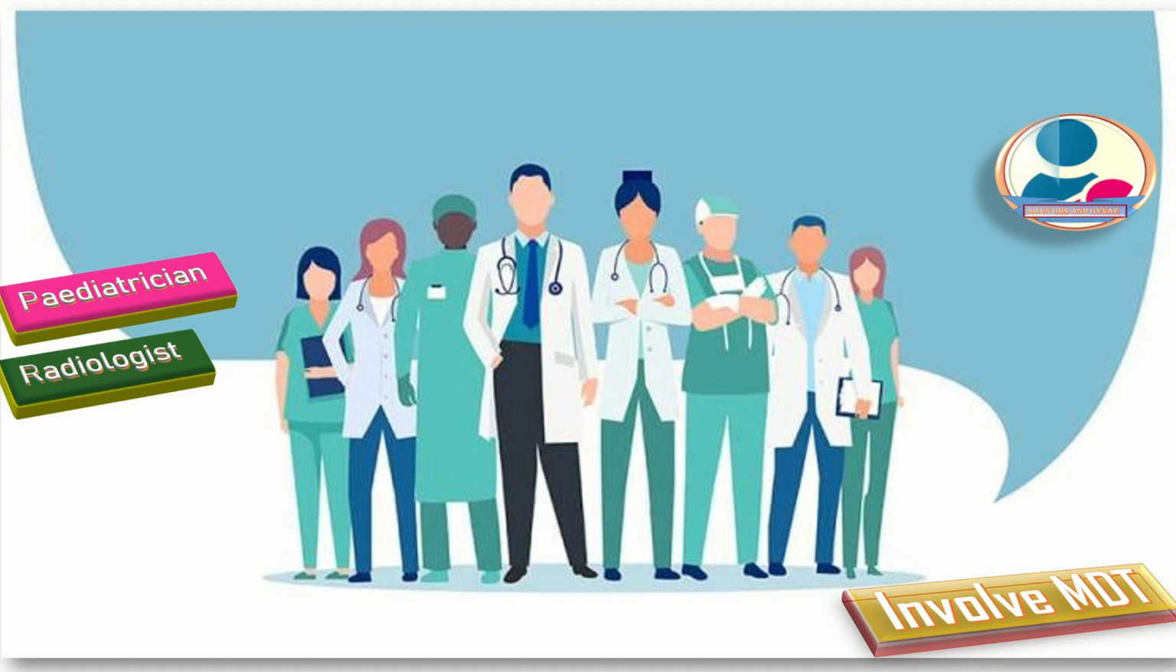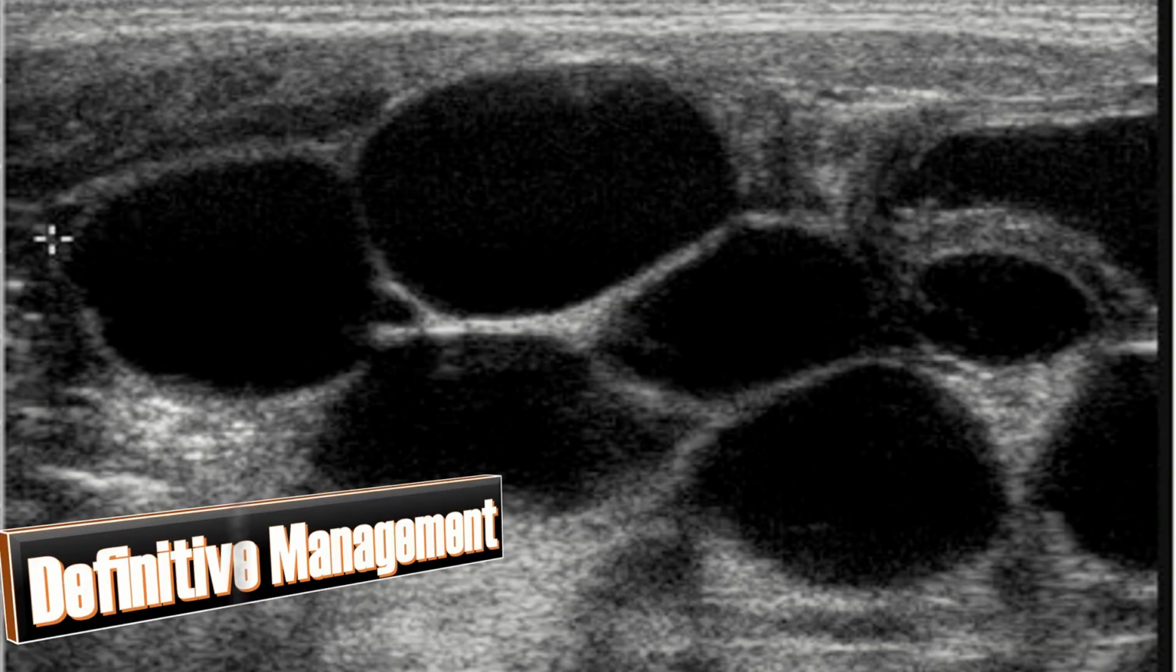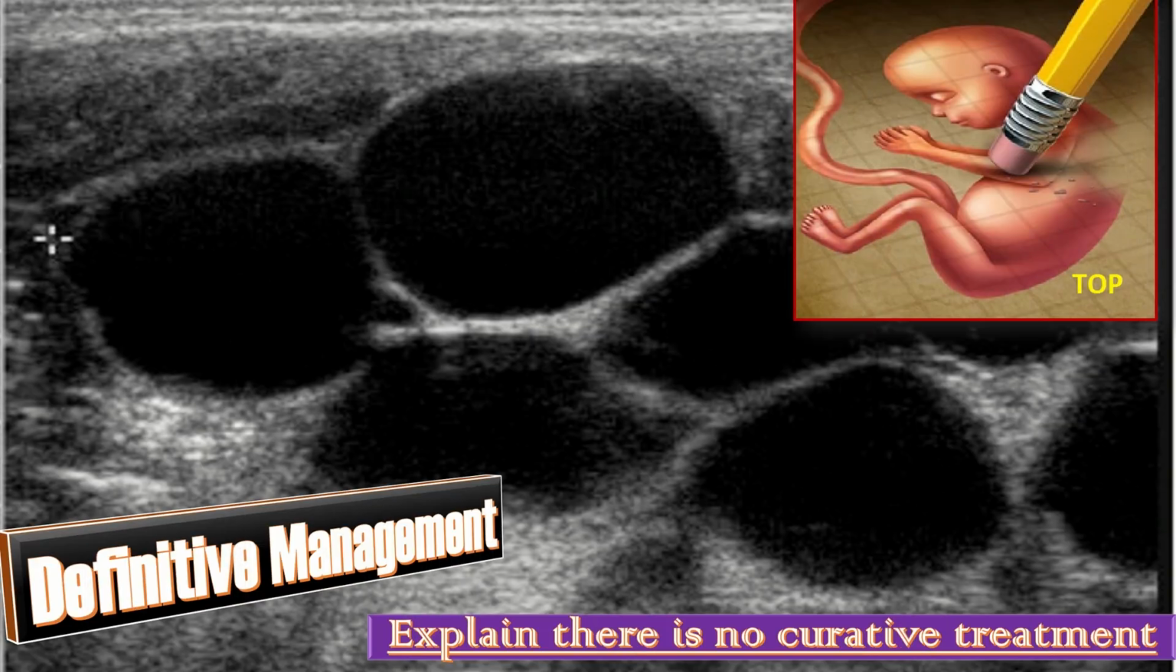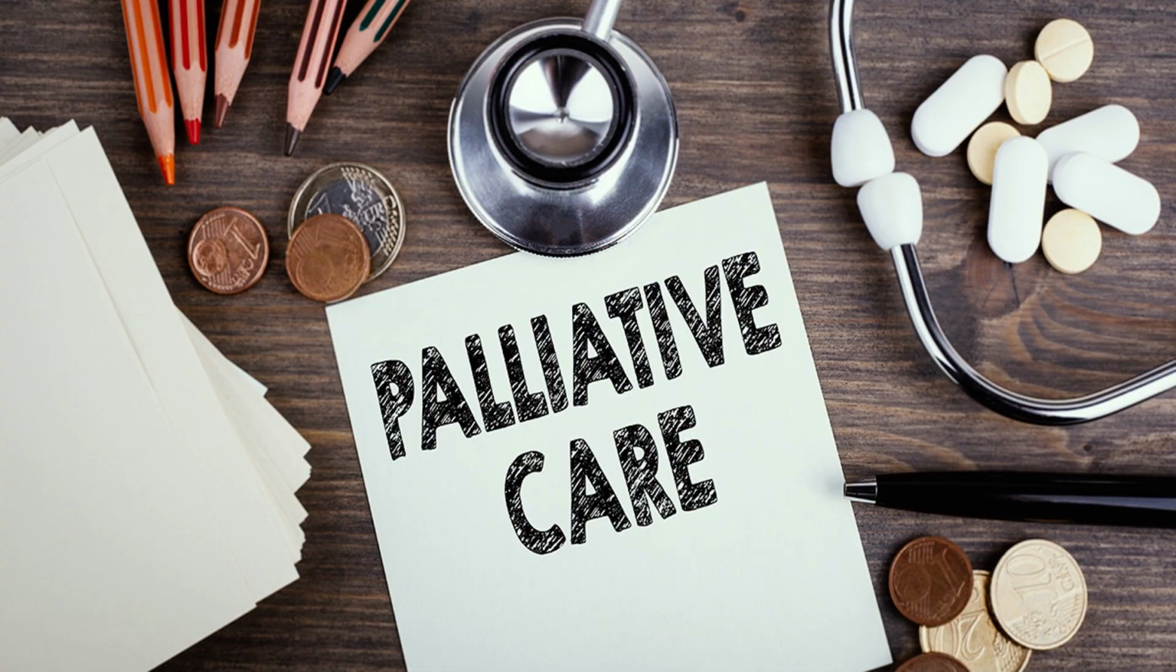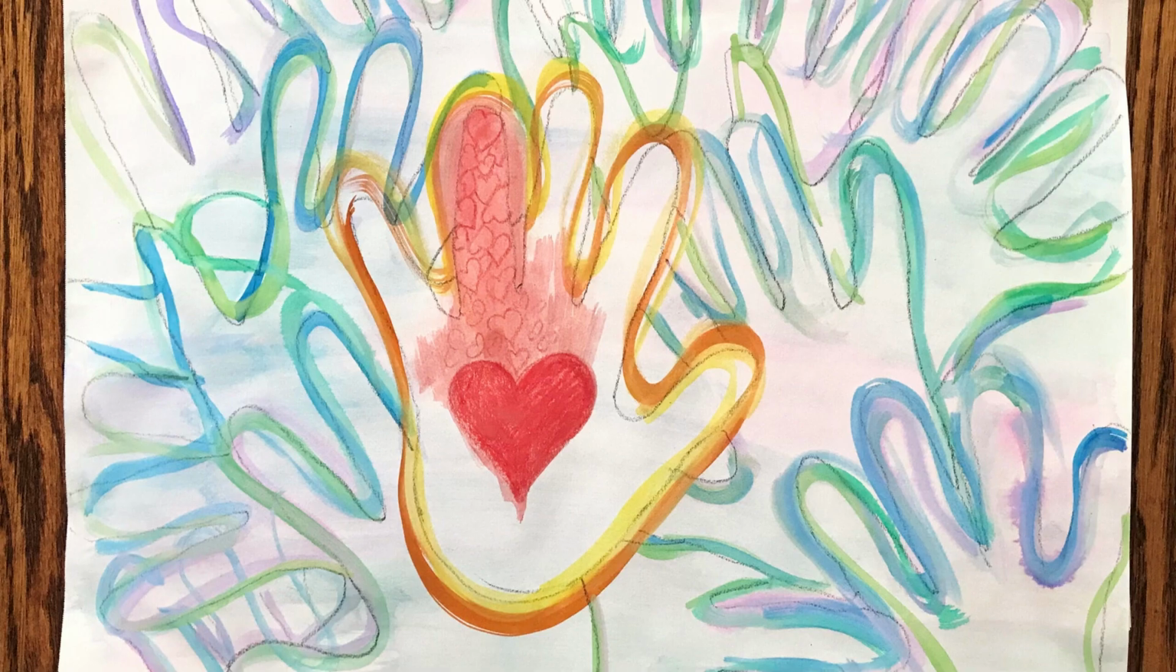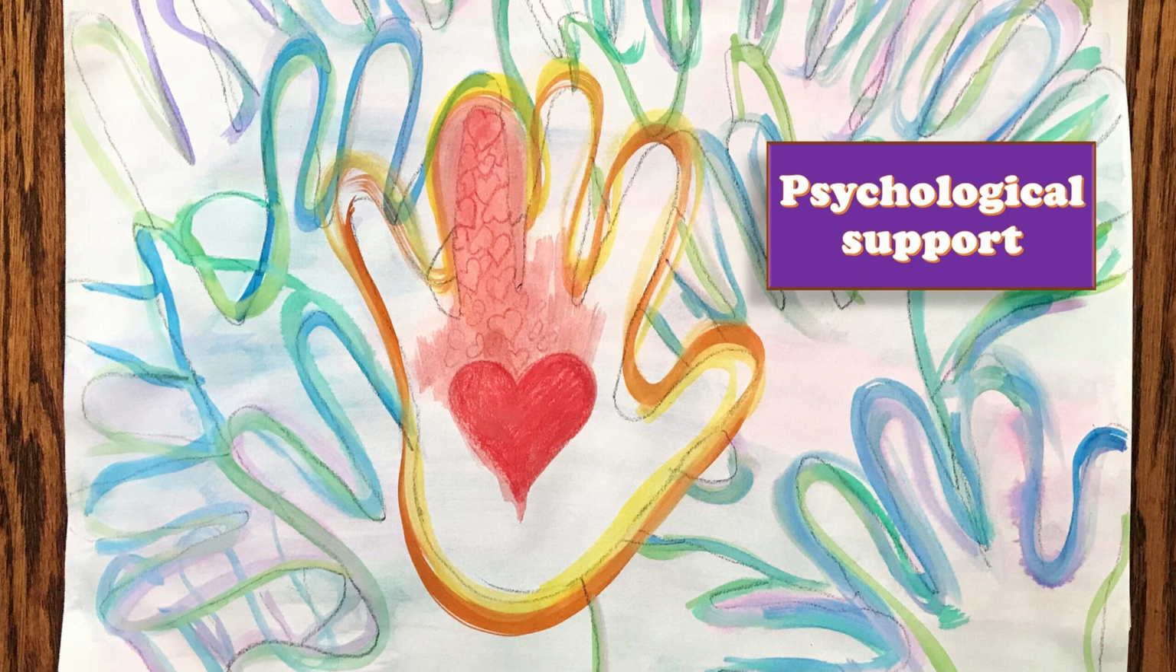The definitive management would be termination of the pregnancy as per gestational age and local laws. There is no curative treatment. Termination of the pregnancy should be discussed with the patient. If pregnancy is continued, palliative care after birth would be provided, no aggressive neonatal resuscitation would be done, and comfort care would be provided. Psychological support is very important. Bereavement counseling and follow-up visits should be discussed.